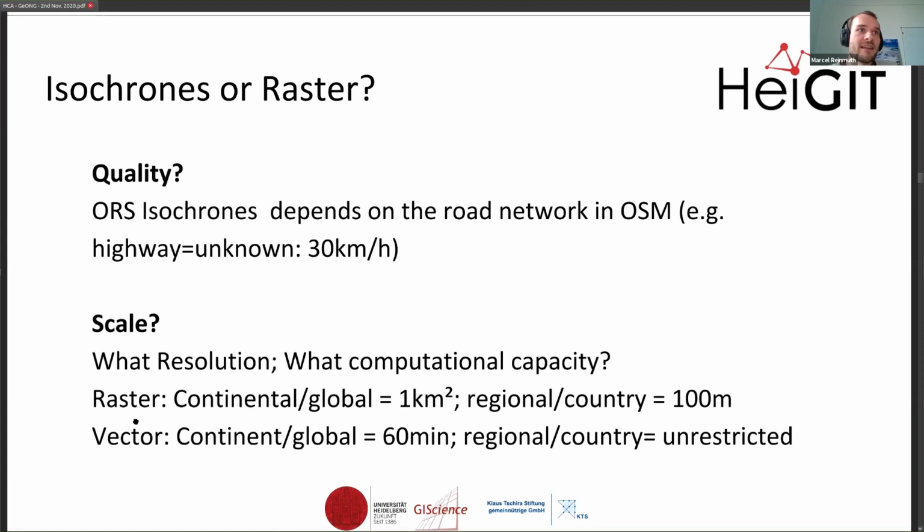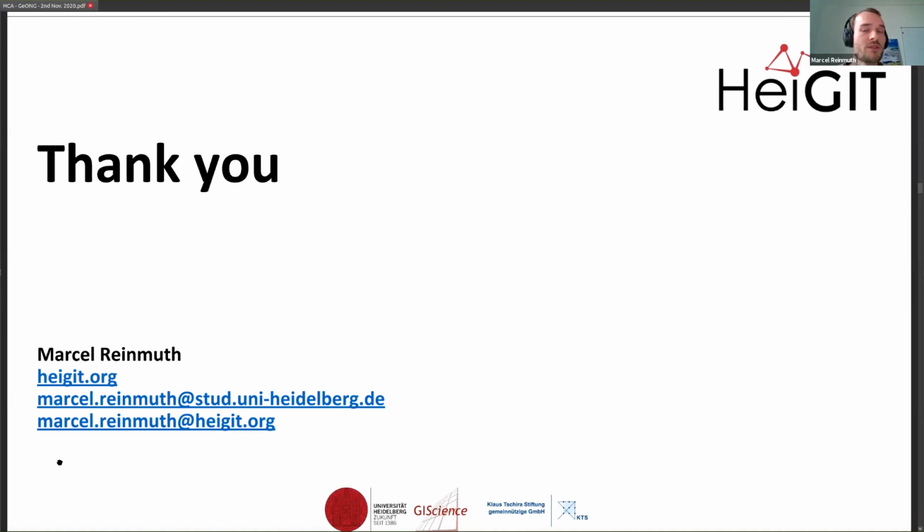Let me talk about scale in the end. It comes down to the question, what is your area? How big is it? What scale are we? Are we talking about country? Are we talking about provinces or global? Of course, if you are using rasters, the bigger your area, the coarser the resolution. Otherwise, your computational capacity will not be enough. For vector, we are a bit more flexible here, but keep in mind, if you restrict it to 60 hours, every scale is easy. If you're not restricted to 60 hours, better go for a regional or a country area of interest.